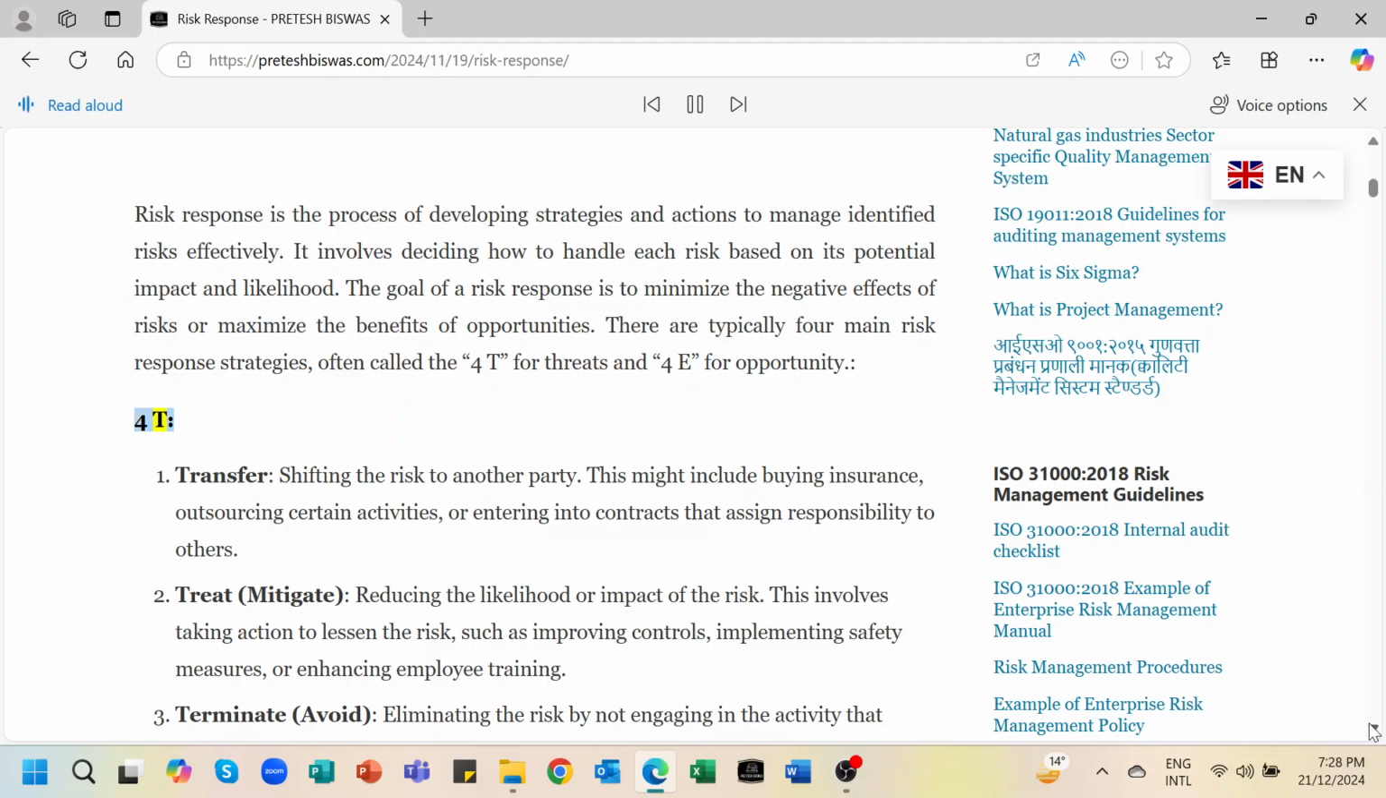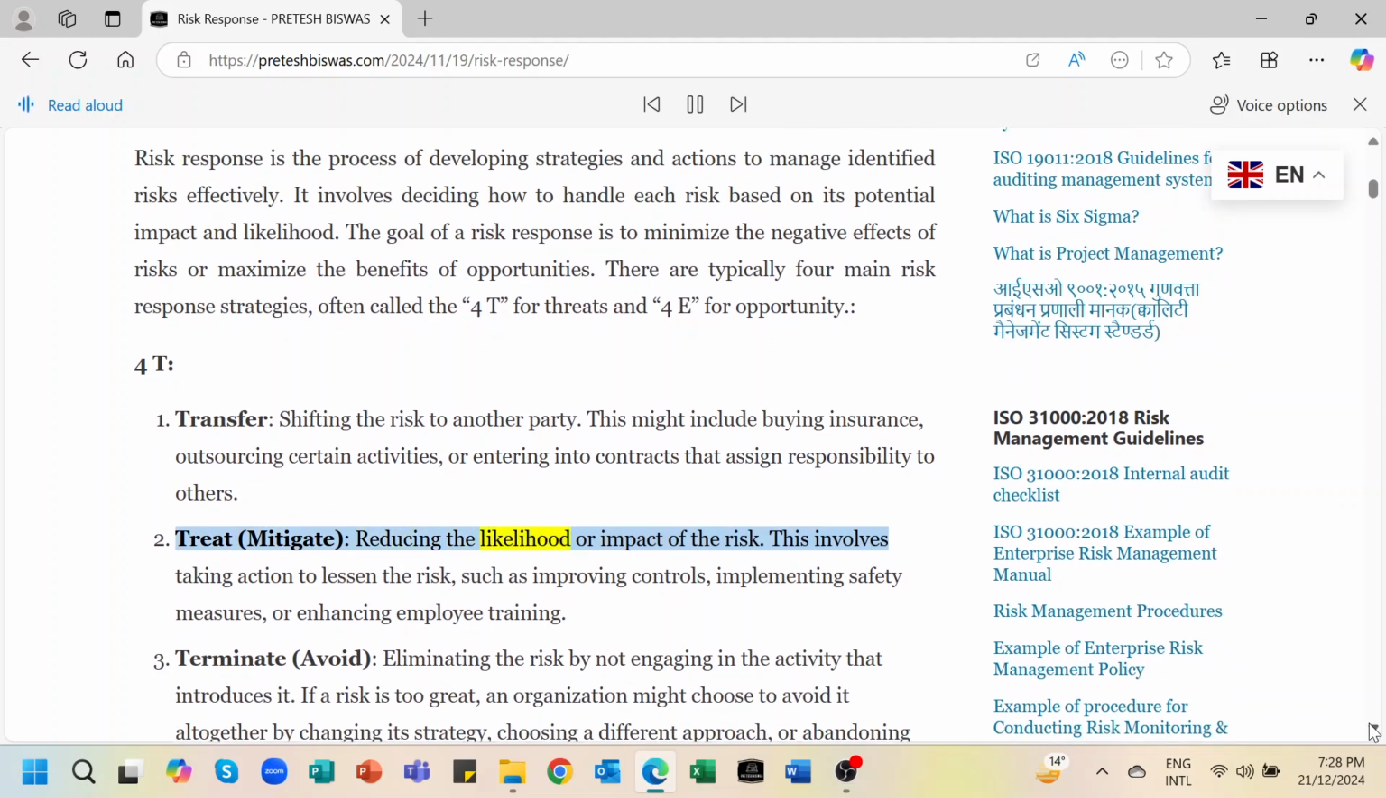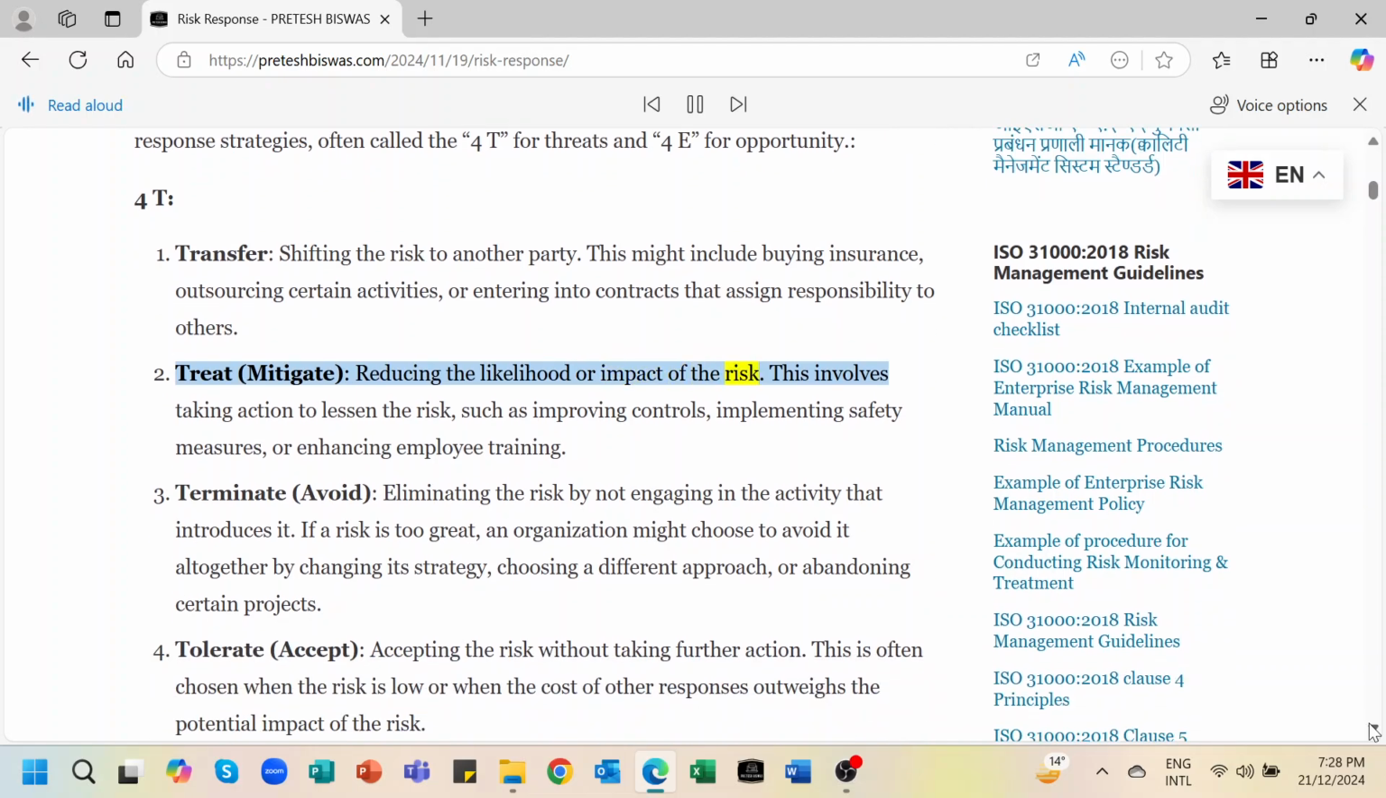4T. Transfer. Shifting the risk to another party. This might include buying insurance, outsourcing certain activities, or entering into contracts that assign responsibility to others. Treat. Mitigate, reducing the likelihood or impact of the risk. This involves taking action to lessen the risk, such as improving controls, implementing safety measures, or enhancing employee training.